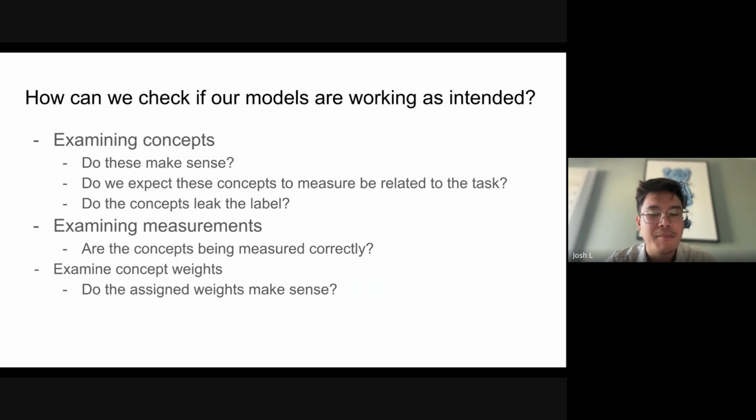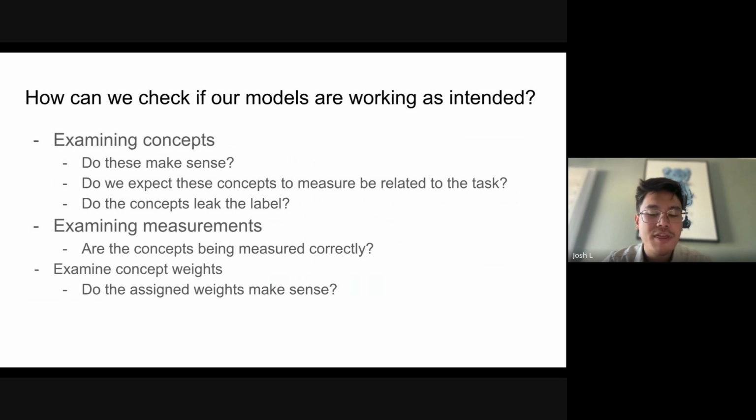One thing you can do is examine the concepts. Do the concepts make sense? Do we see that the concepts are related to the task we're trying to measure? Do the concepts leak the label? Are the concepts impossible for LLMs to answer? And then after examining the concepts, we can look at the measurements. Are the concepts being measured correctly? Do they agree with human annotators?